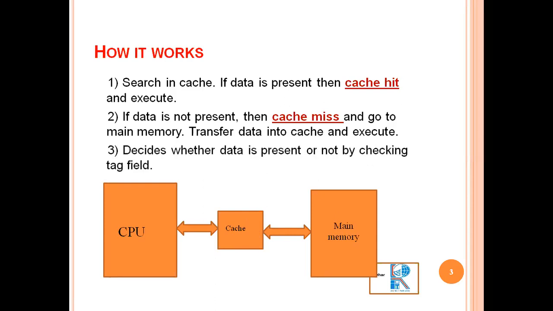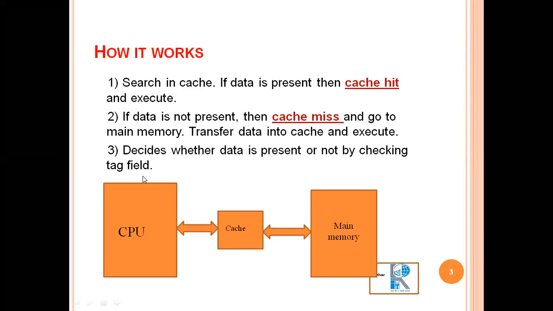Okay. Now, how to find out whether that data is present in the cache memory or not? For this, there is a special field called the tag field. The CPU will not check the total address. Always remember that whether the data is present in the cache memory or not depends upon the address. The address is generated by the CPU. The CPU will check the address, whether the data of this address is present here or not.